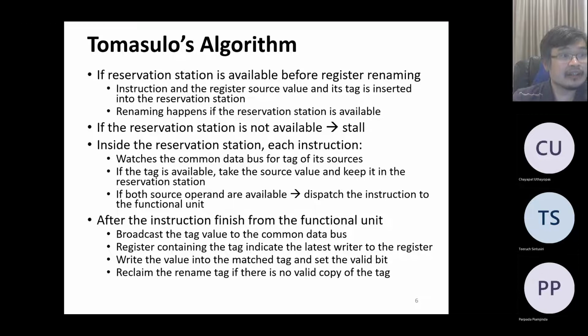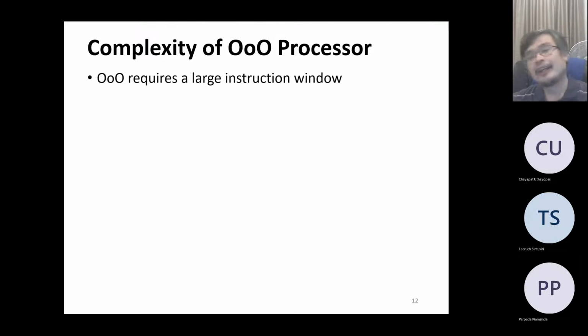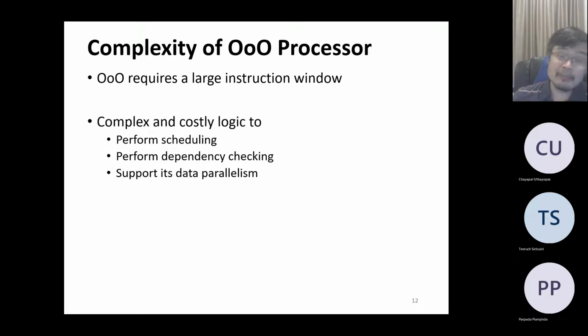And then with that, you have things like the downside of the out-of-order processor where, first of all, it requires a large instruction window and it can be complex, right? And costly to do all the scheduling and perform dependency checking and support data parallelism.